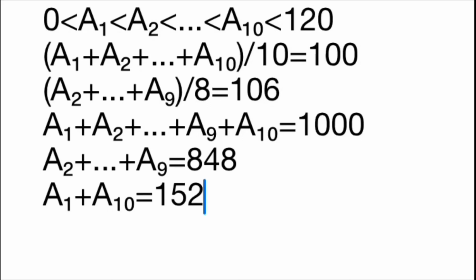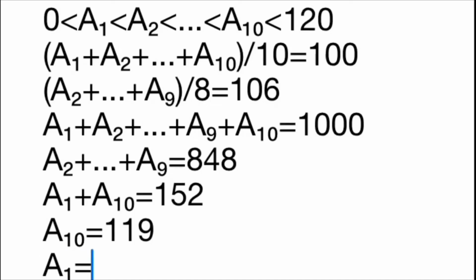We should find the possible lowest integer. For that, a of 10 should be the possible highest, and it should be less than 120, so it's 111. The possible lowest integer that was disregarded is 152 minus 111, which is 33.